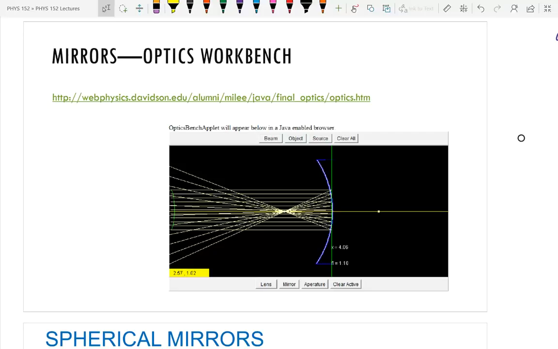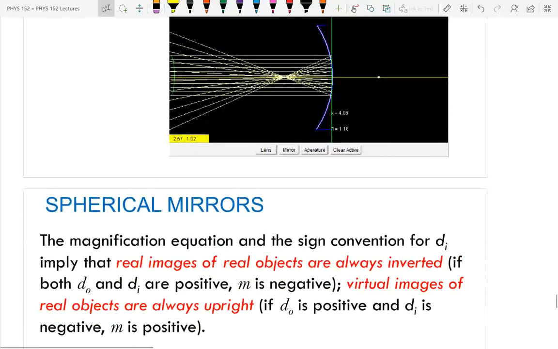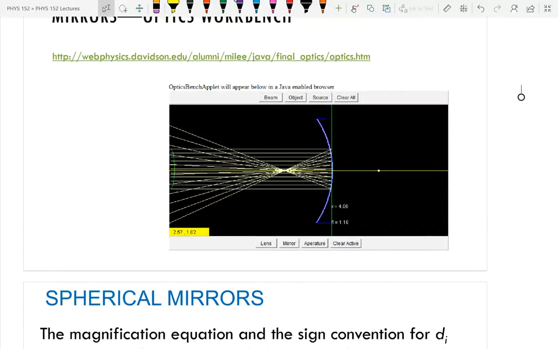I'll try to let you know. It's very useful to be able to actually see how the rays are working for various problems. With this applet, you can change the object distance, the focal length, and solve all your problems, which is nice. You can put multiple lenses, make a telescope, whatever.